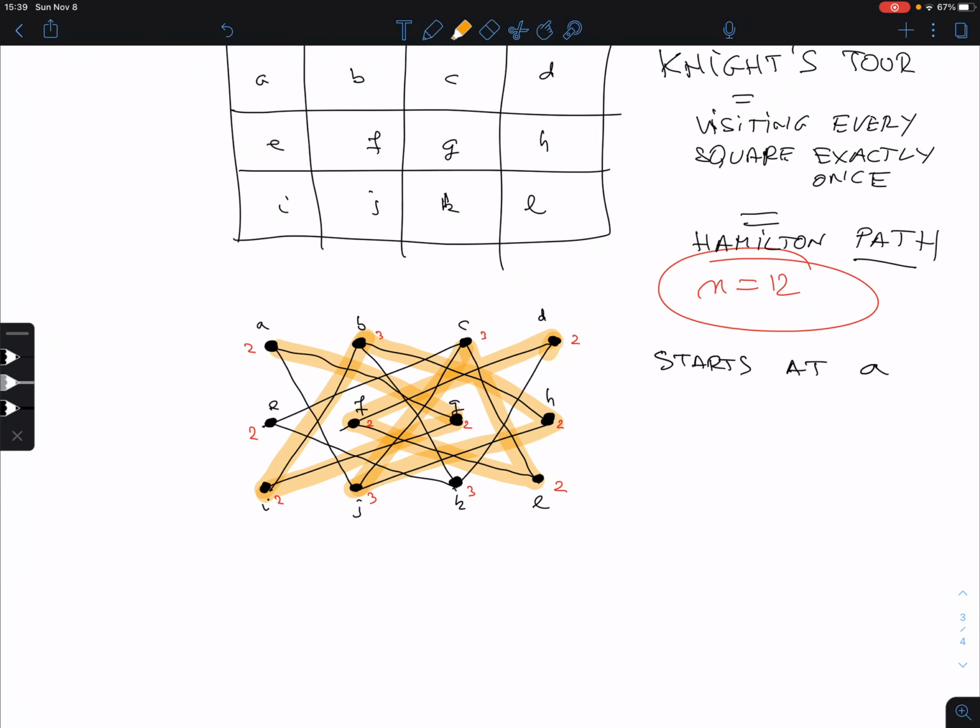The degree 2s never give me a choice. Here I have a choice. Do I really have a choice? No, because I've already visited B, so I should really go there. And now I should go there. And no, I shouldn't go there. Sorry, that last one I shouldn't have done because I have already gone to C, but I have visited everything. So I found one. It's not obvious at all, right?